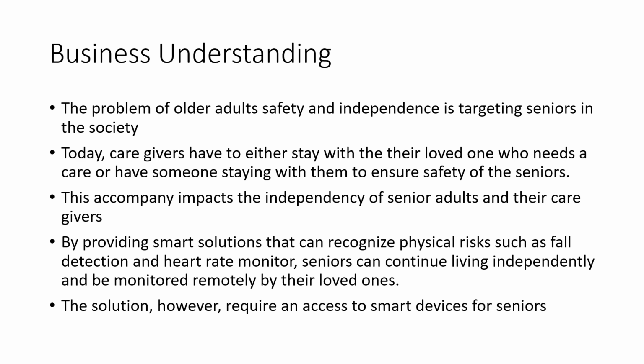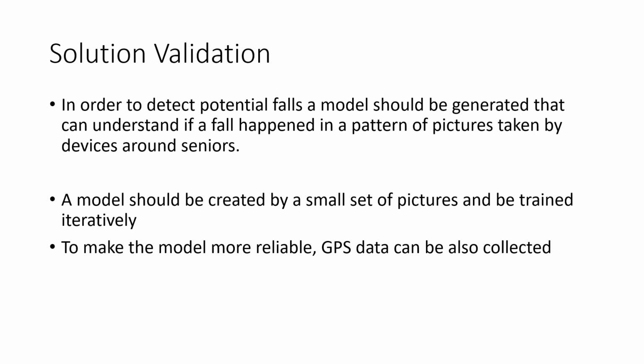However, this solution requires access to smart devices for seniors. In order to detect potential falls, a model should be generated that can understand if a fall happened. The way the model can work is to be trained on a set of pictures that show the position of a person in a fall situation versus in a normal situation. This model potentially can be created from a small set of pictures and then be trained iteratively.